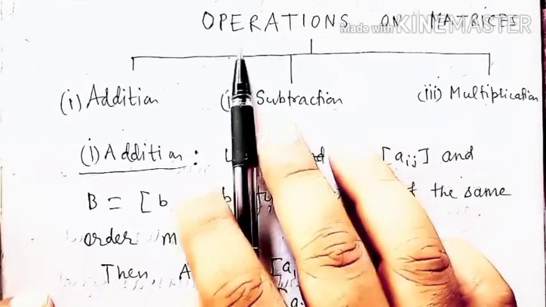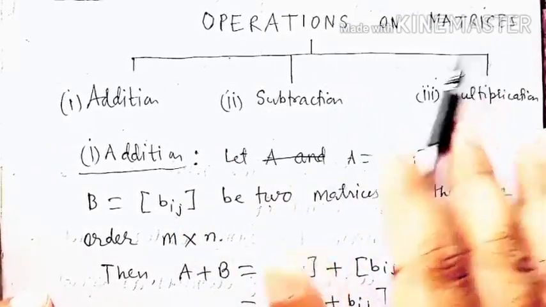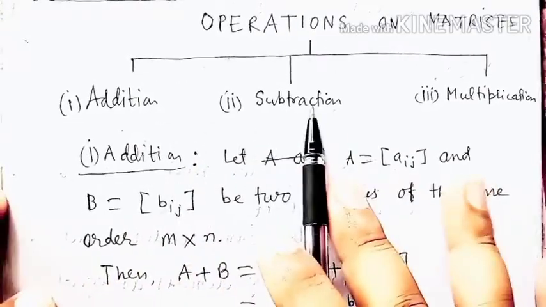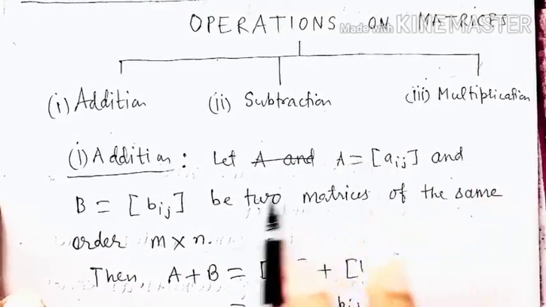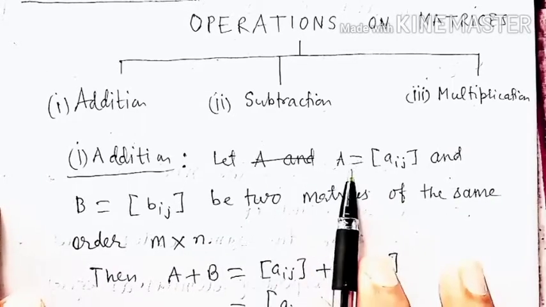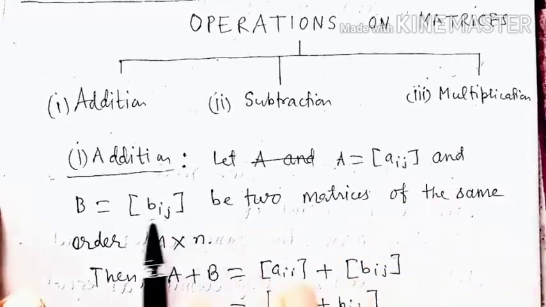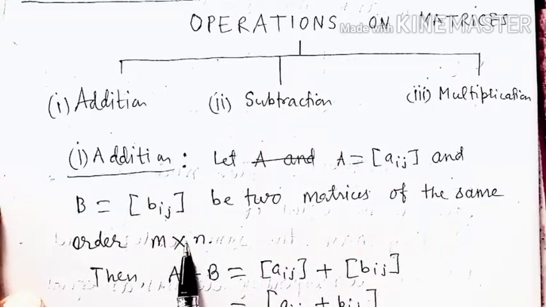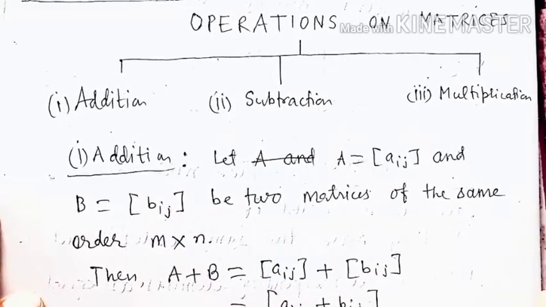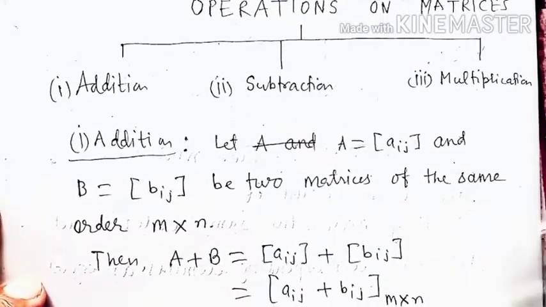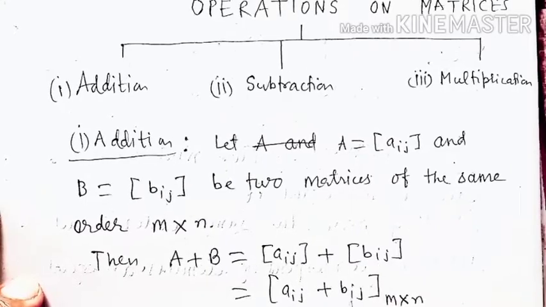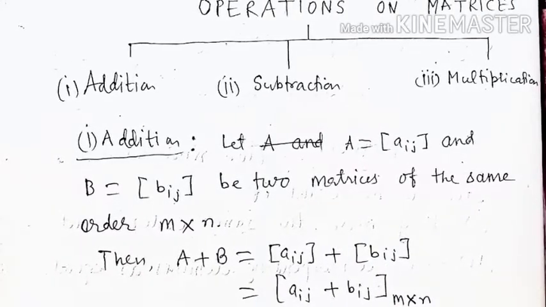Let us see operations on matrices. There are three types of operations: addition, subtraction, and multiplication. Addition: let Aij and Bij be two matrices of the same order m cross n. Then we can write A plus B as this one. We add the corresponding elements of the two matrices to find their sum.